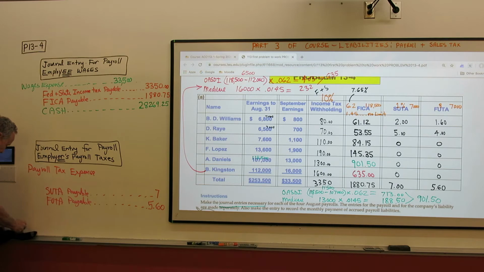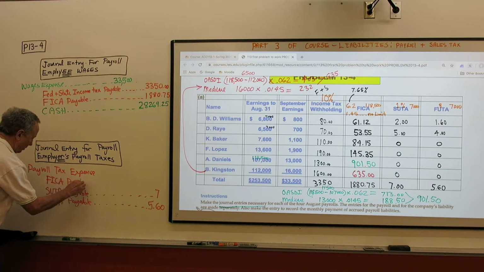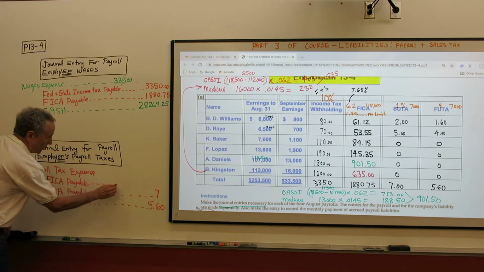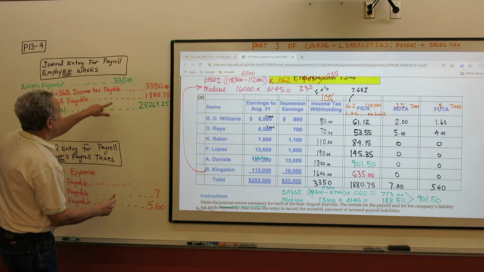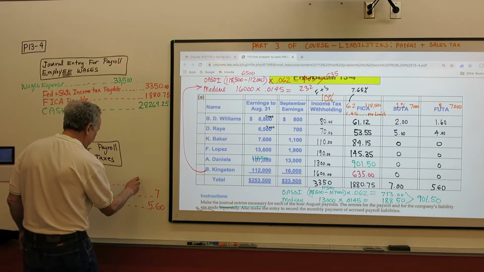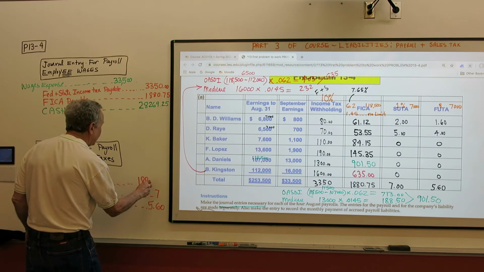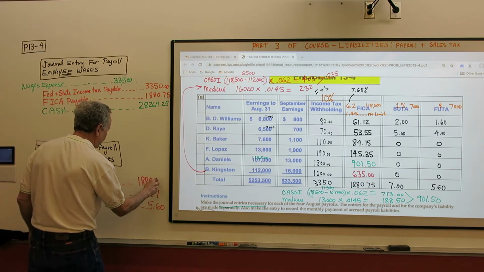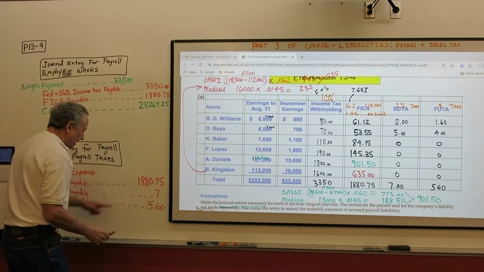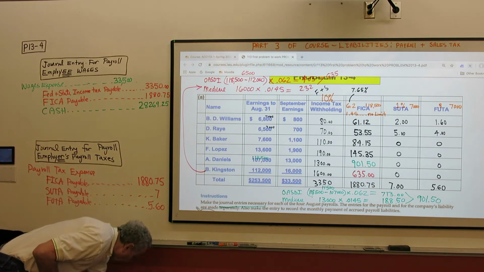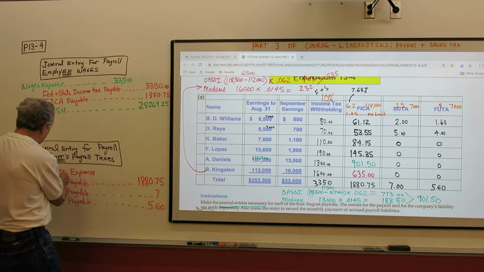Okay, this is going to be FICA; they match. They don't match, income taxes. FICA payable. And the FICA payable is going to be 188,188,075. Now, these three together are going to be added up to be the payroll tax expense.